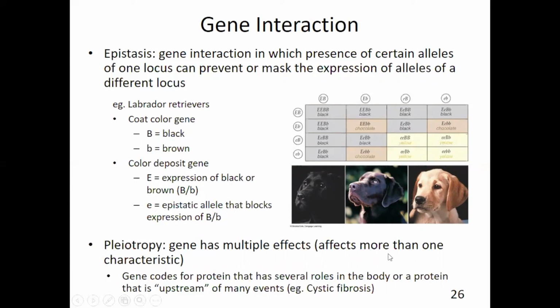So, for example, these yellow labs here are yellow because they are homozygous recessive for the color deposit gene. So it doesn't matter whether or not they have the genes or the alleles for black or brown fur, because that recessive color deposit gene, little e, is blocking the expression of the coat color gene.